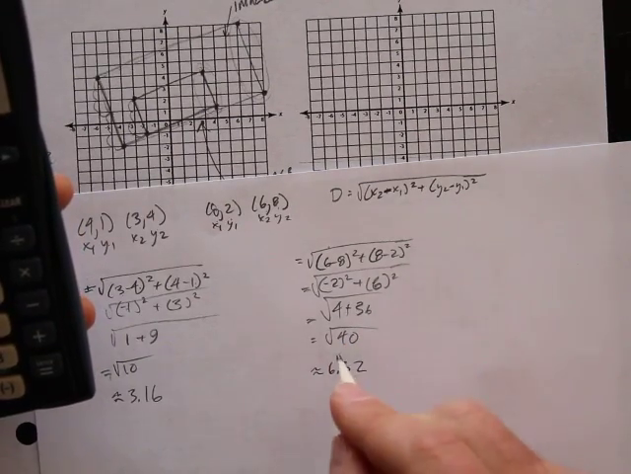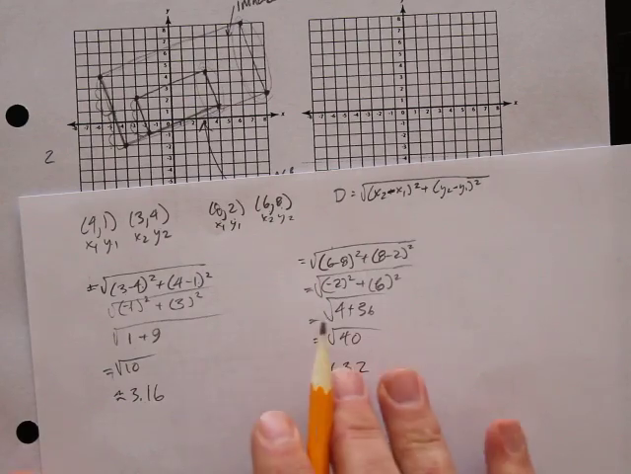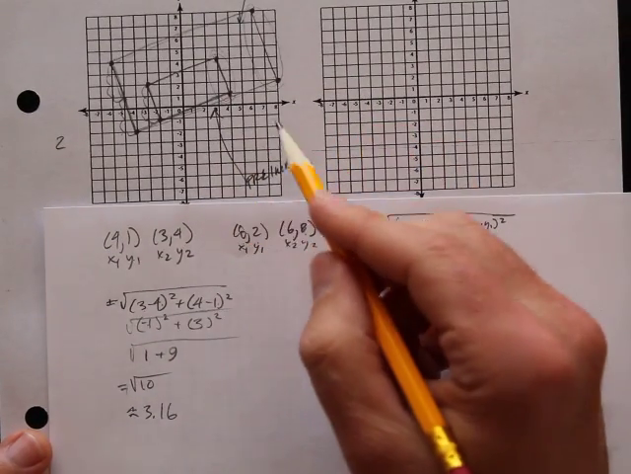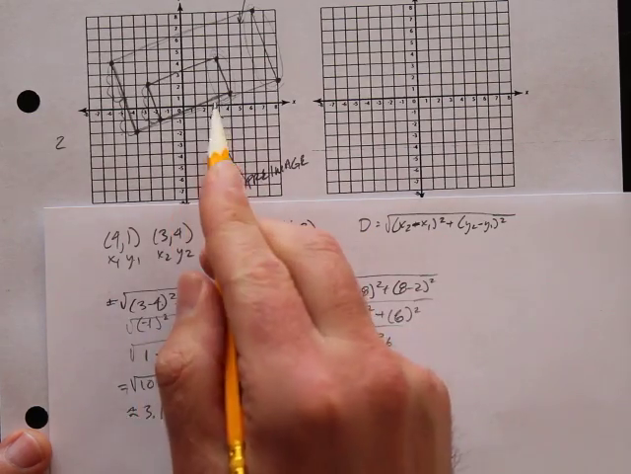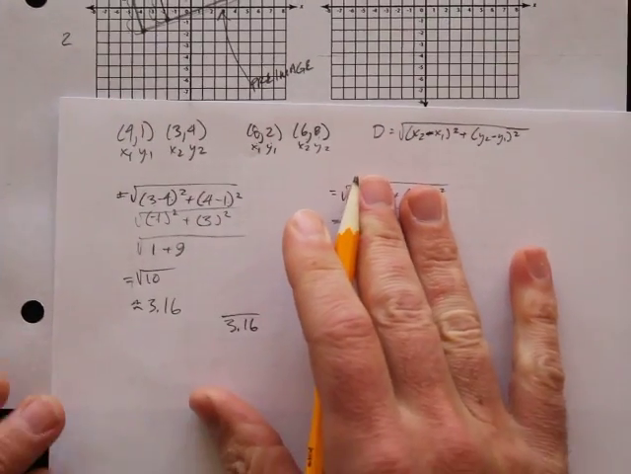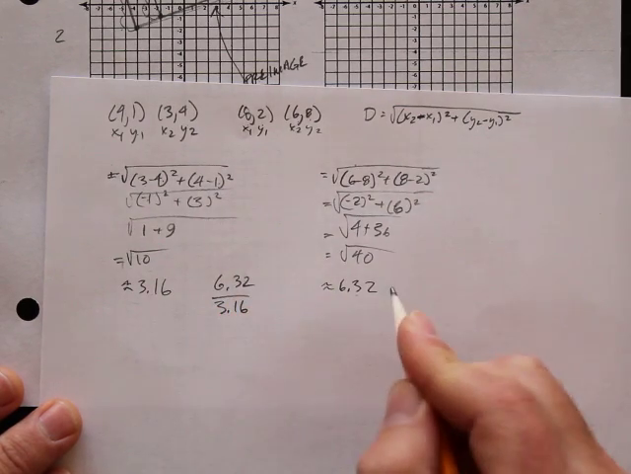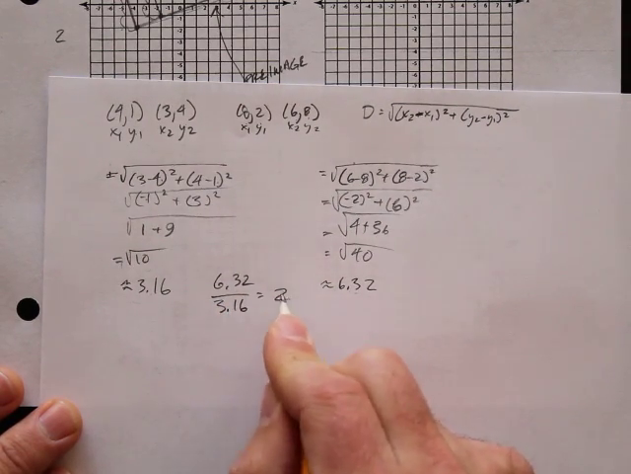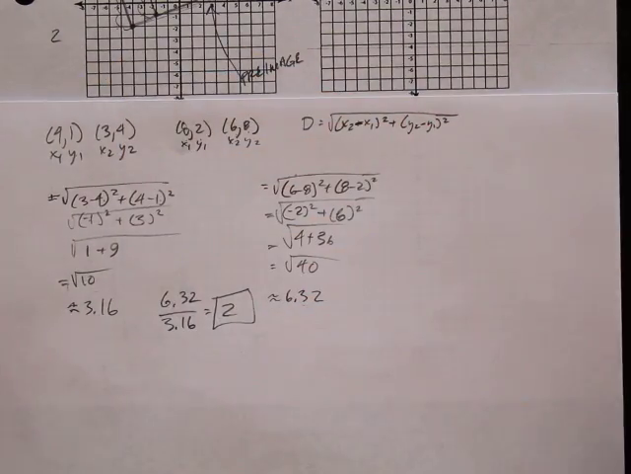So notice how, let's take the image and the pre-image and put them on top of each other the right way. Remember, the pre-image goes on the bottom, and so the pre-image was 3.16, and the image is 6.32. If I divide those two, I get 2. My scale factor is 2. So if you can do it the easy way, it's way easier. But you can do it the harder way as well, and you should still get the same answer.